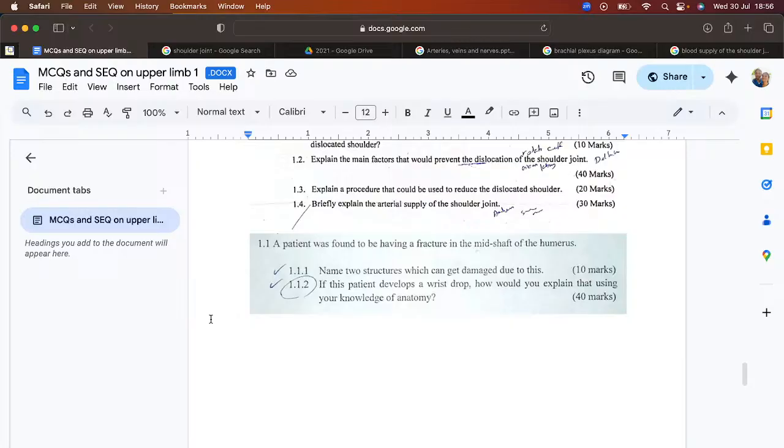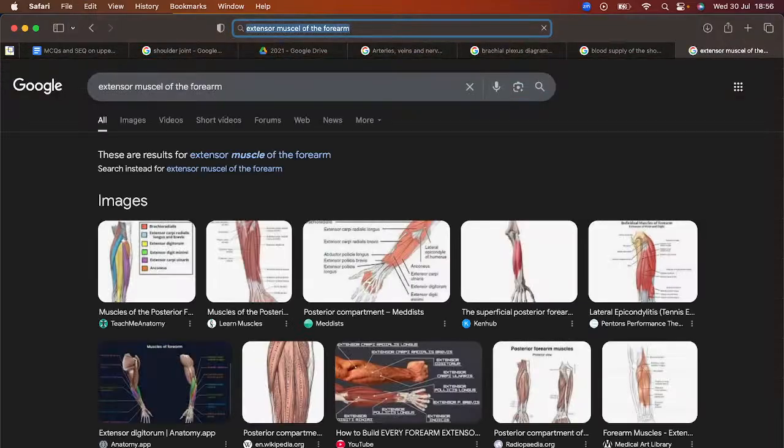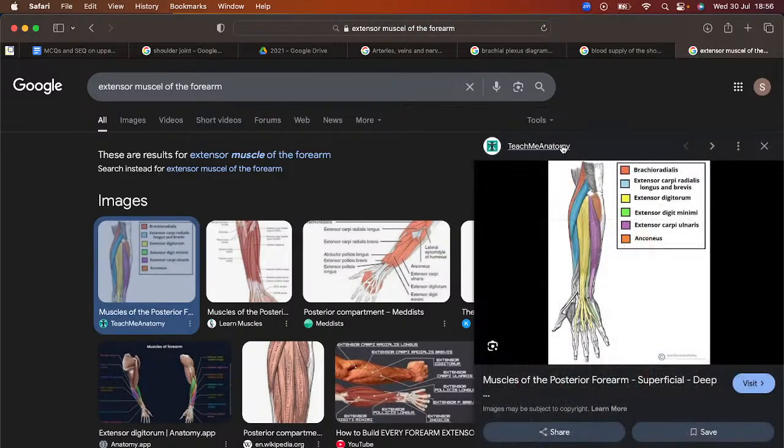And then the muscles of the forearm. So let me take a quick diagram. Okay, so you can mention all of these muscles here: brachioradialis, extensor carpi radialis longus and brevis, and the most important one, extensor digitorum. If you don't remember most of the muscles, at least extensor digitorum is one that you need to write down. That's one of the most important ones: extensor digiti minimi, extensor carpi ulnaris, and the anconeus.